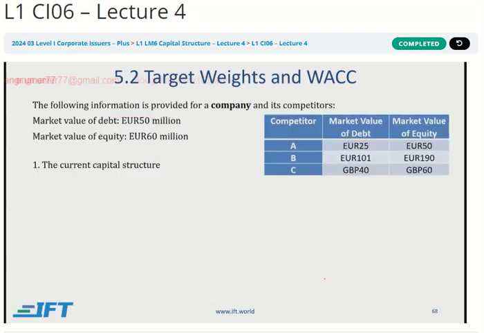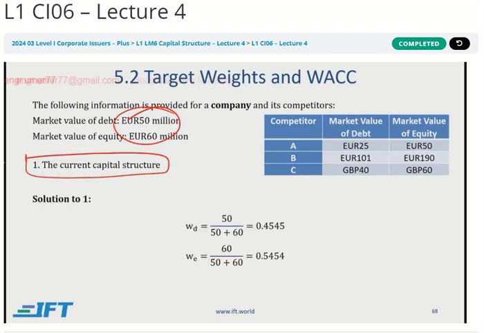So anyways, let's try to do these. I've put them on separate slides with the data that you need. And so what I want you to do is please pause the video and try to calculate the capital structure for this company based on its current data. So hopefully you were able to do that. The weight of debt is 50 over 110, right? And weight of equity is 60 over 110. So that was fairly easy.